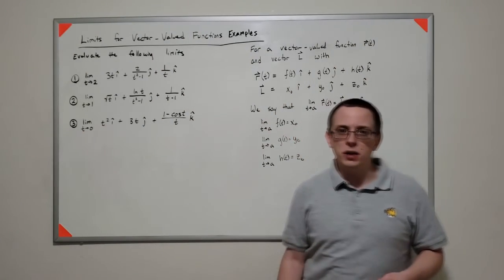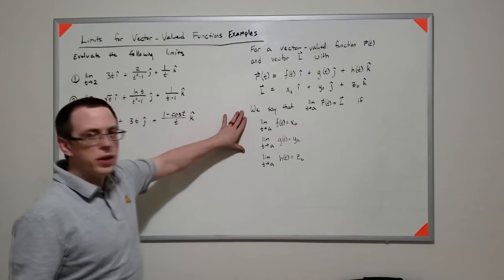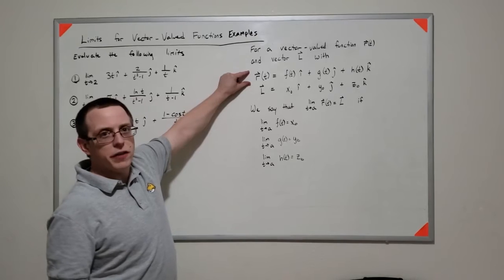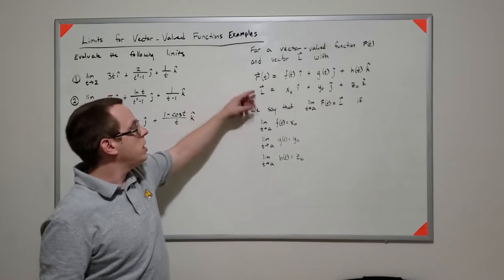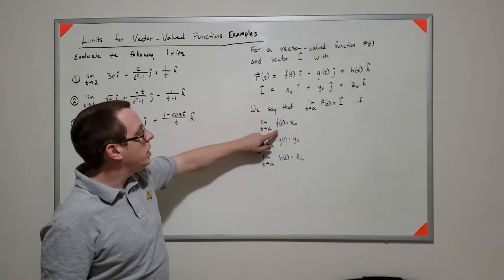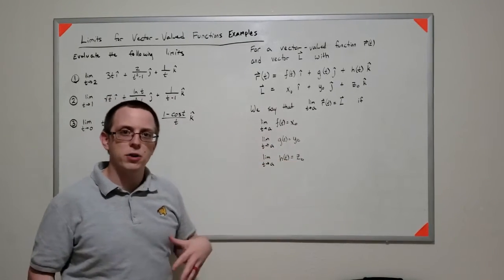Let's evaluate some 3D limits. Now remember that when we think about the way limits are constructed, we say that the limit of a vector valued function is equal to some numerical vector if each of the individual components approach those values. So what does that mean?